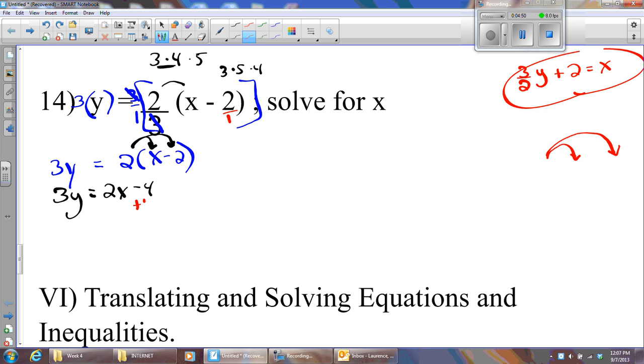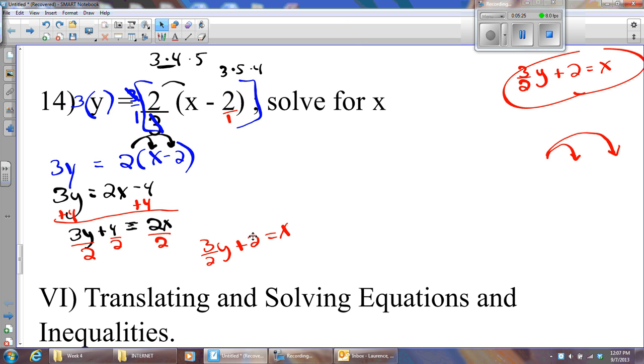So I'm going to add 4 to both sides, and then I'm going to get 3y plus 4, and that's going to equal 2x. And then I'm going to divide by 2, divide by 2, and divide by 2. And so I'm going to get 3 over 2y plus 2, and that's going to equal x again. And notice I get the same exact answer.